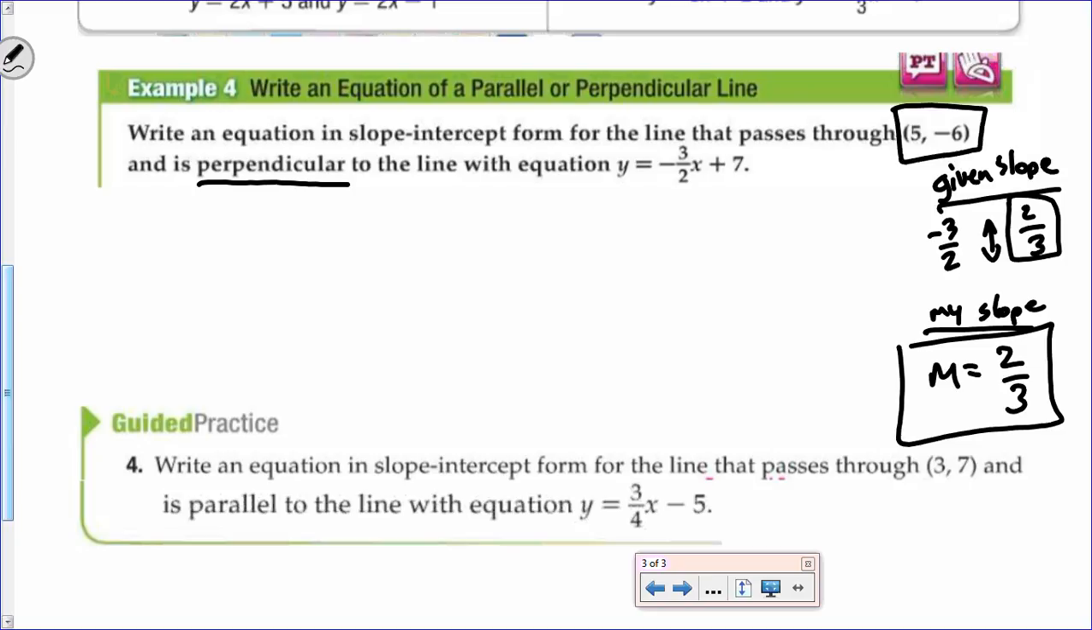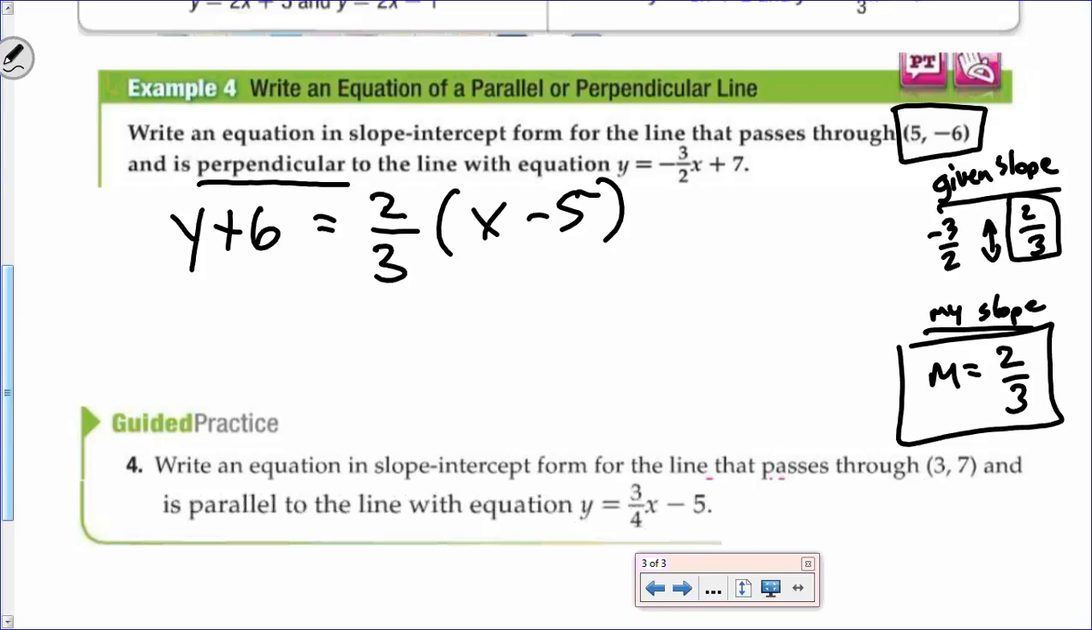We've also been given a point that's on our line, (5, negative 6), so we use point-slope form. So y minus the y we're given, which is negative 6, so y plus 6, equals m. The m we found was 2/3. That's going to be perpendicular to negative 3/2. And then x minus x1, we'll use 5 as x1. A little bit of distribution. y plus 6 equals 2/3 x minus 10/3.